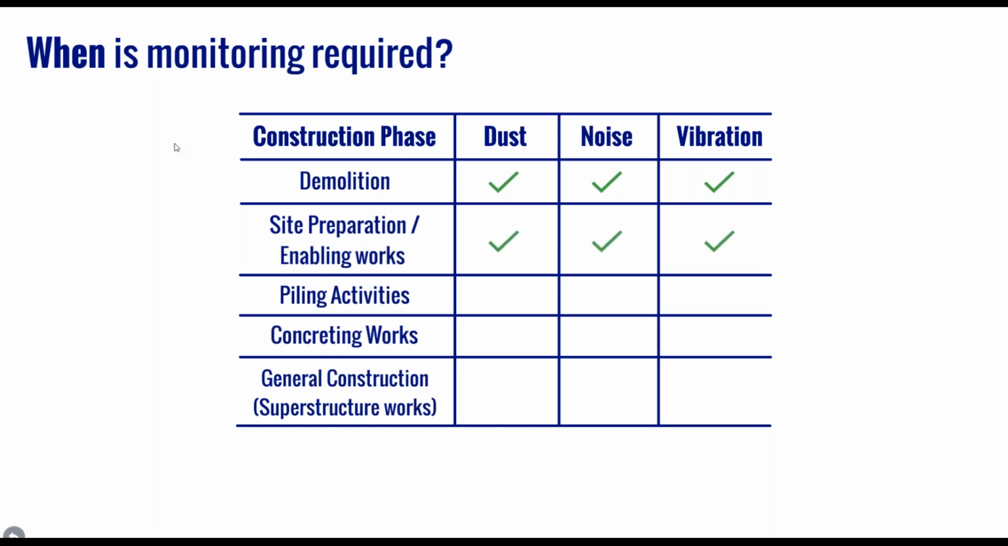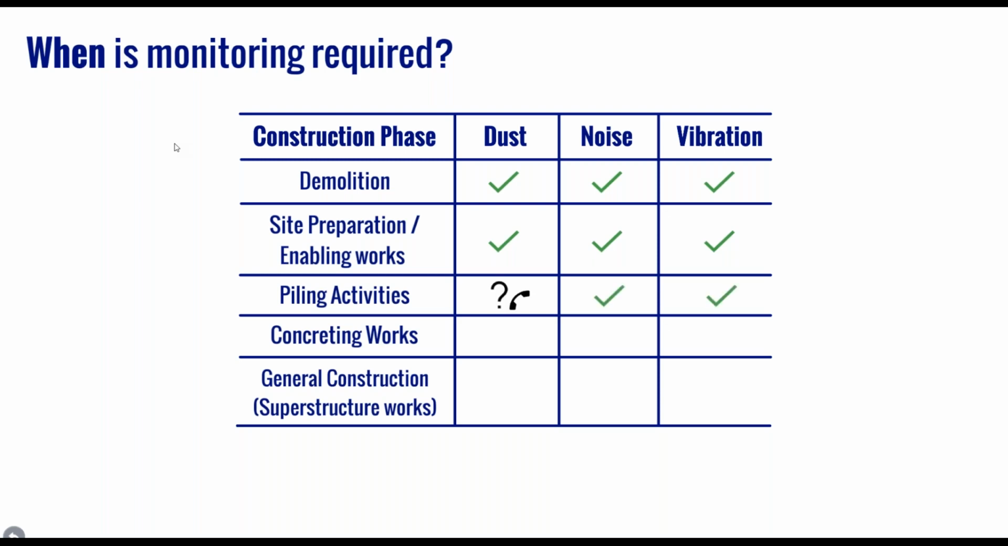Similarly, site preparation and enabling works often also includes the transport of materials both onto and away from the site using heavy machinery such as tracked excavators, dumpers and lorries, and can also include the use of vibratory rollers in order to level the site. So it's also typical to monitor dust, noise and vibration during this phase as well.